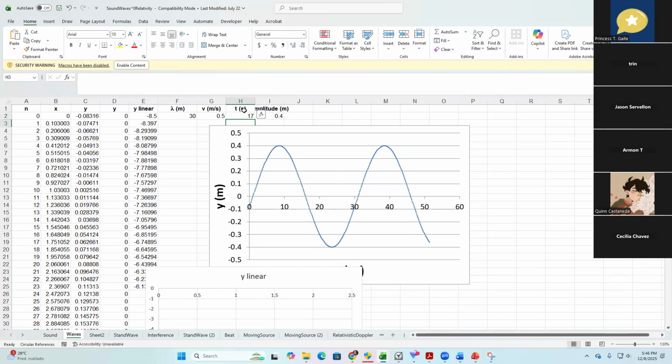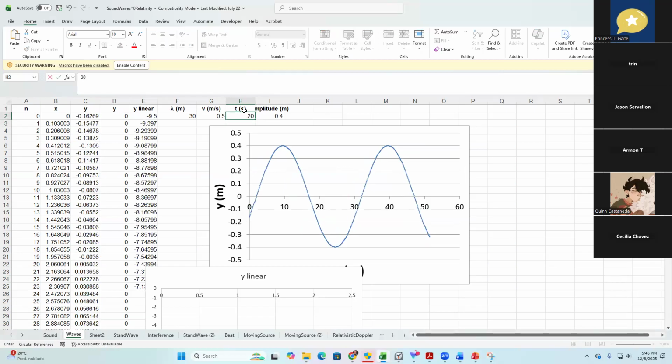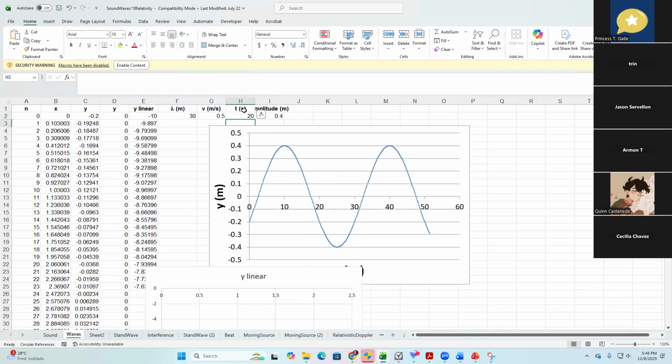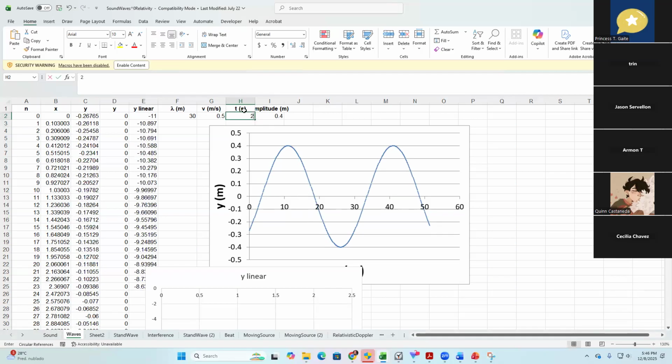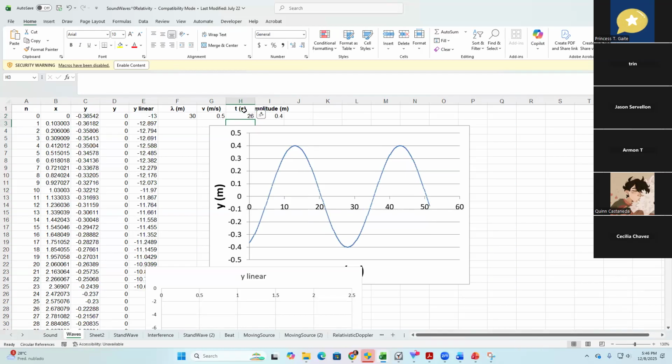See, I am simulating what you'd see in real life if you were to get a rope or a string and move it up and down, a very long string. It will move from the left to the right.